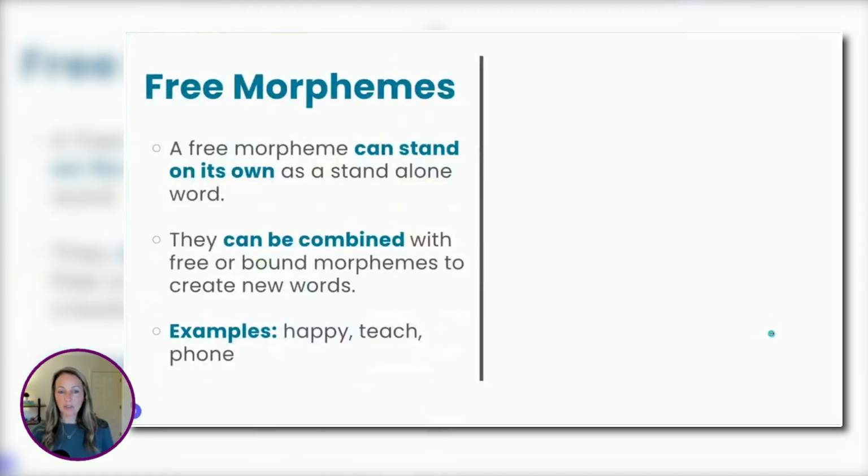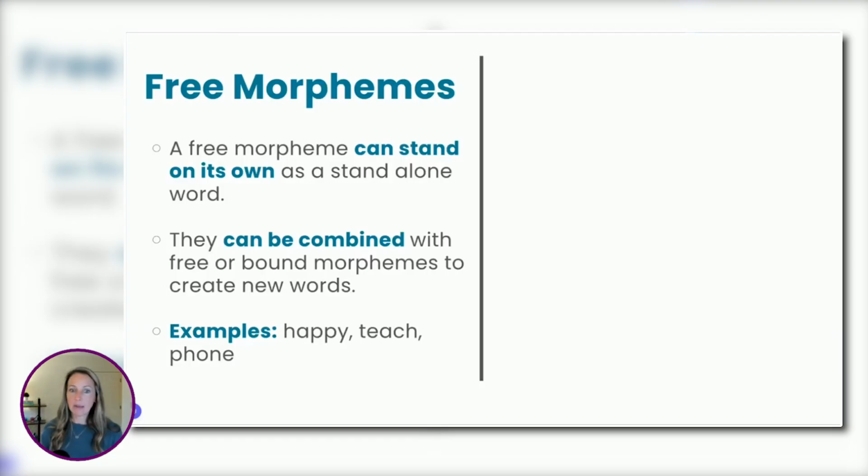So there are 2 different types of morphemes. There is a free morpheme, and this is something that can stand on its own. It's like a standalone word. They can be combined with free or bound morphemes, which is the other type of morpheme, to create a new word. So free morphemes, for example, happy, teach, phone. These are often called base words.